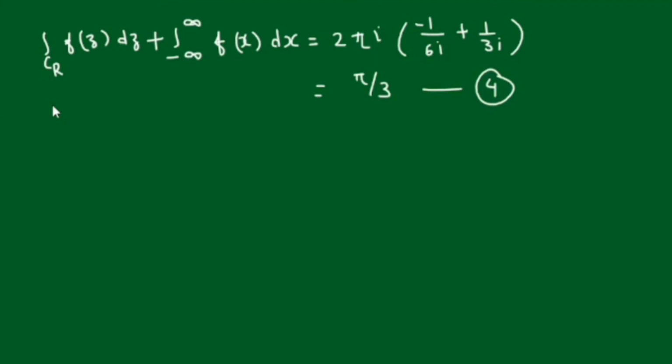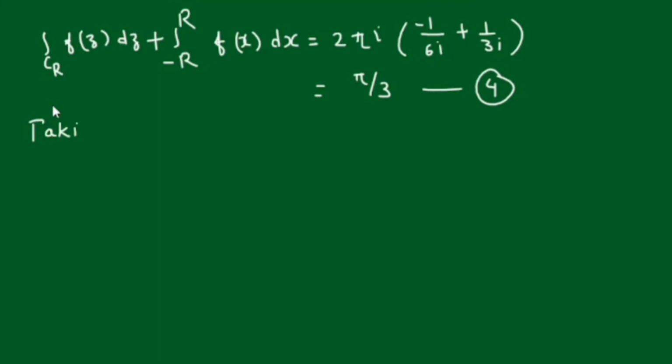I am sorry, it should be minus r to plus r. Okay. So let's correct it. It will be minus r to plus r. Right? So now we apply limit r tends to infinite.